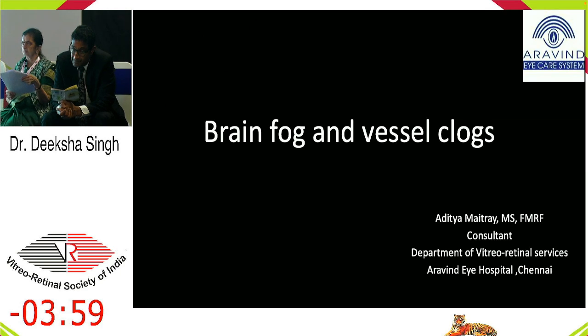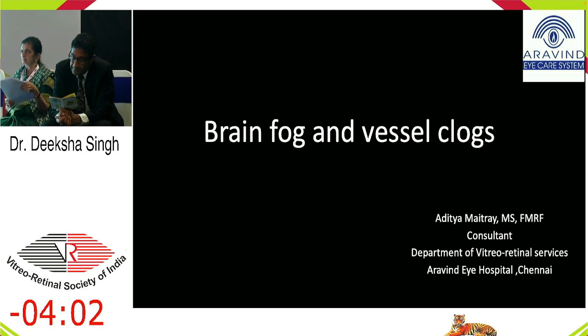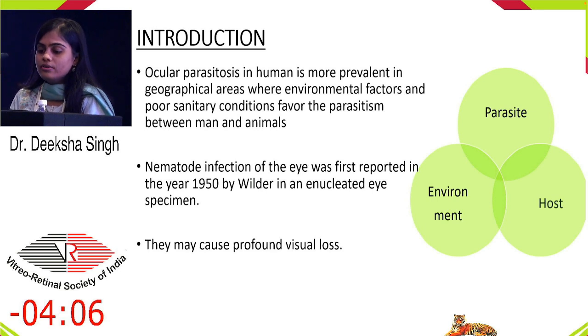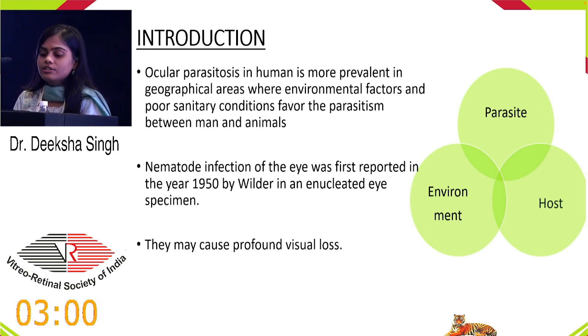Good afternoon, everyone. Ocular parasitosis in humans is more prevalent in geographical areas where environmental factors and poor sanitary conditions favor the parasitism between man and animals. Nematode infection of the eye was first reported in the year 1950. They may cause profound visual loss.